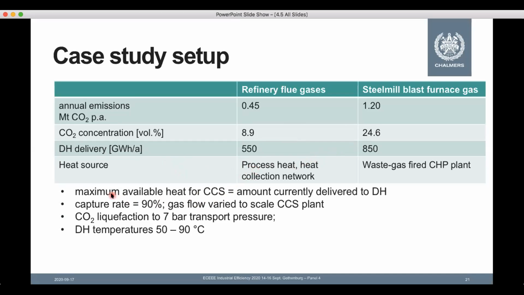Important assumptions: we only looked at the amount of heat that is delivered to the district heating, the max amount. That is the amount that we also consider for CCS. We did not look at any additional excess heat sources to limit our scope. And then here I listed some other important assumptions that we made, especially the district heating temperature between 50 and 90 degrees Celsius. It's worth mentioning.